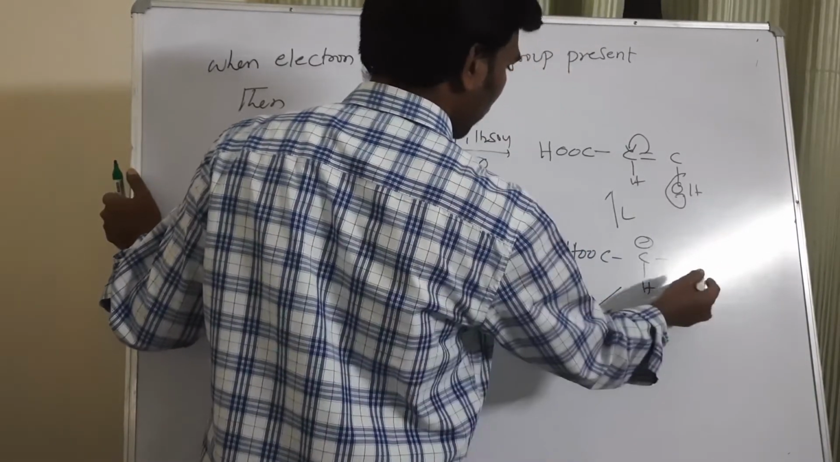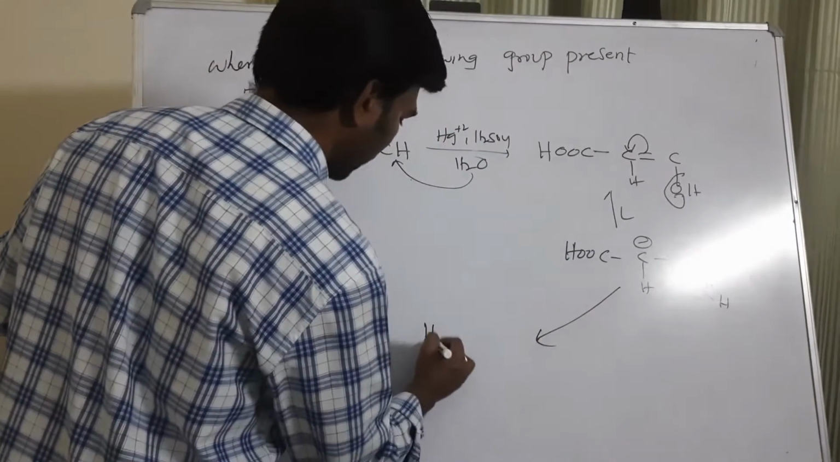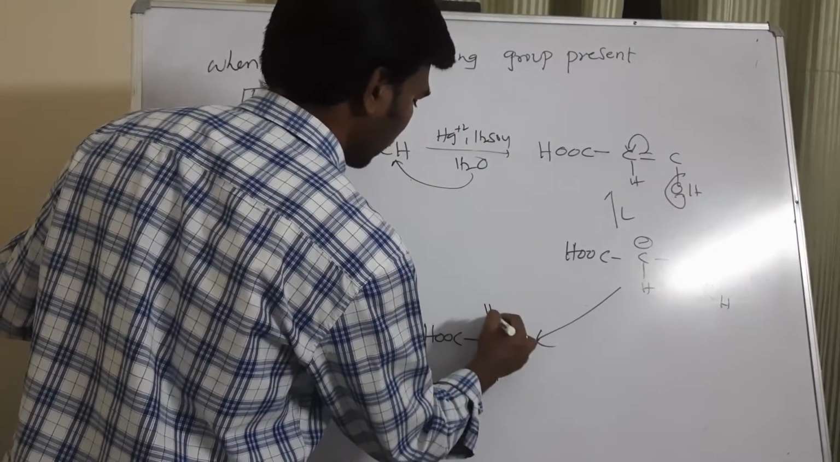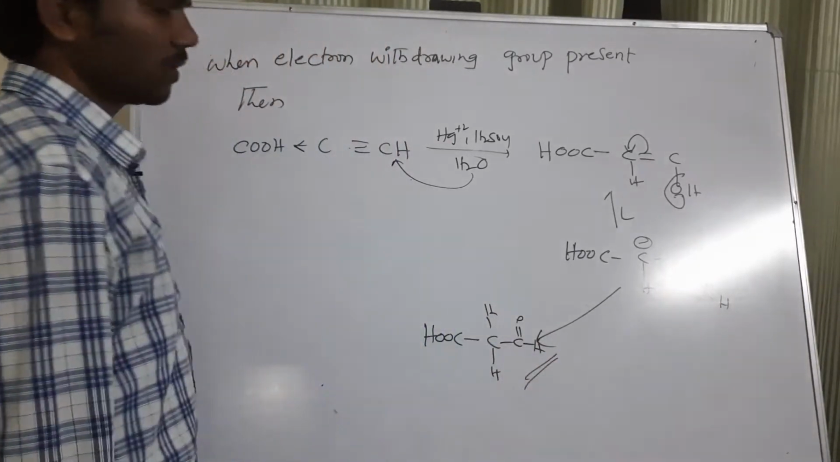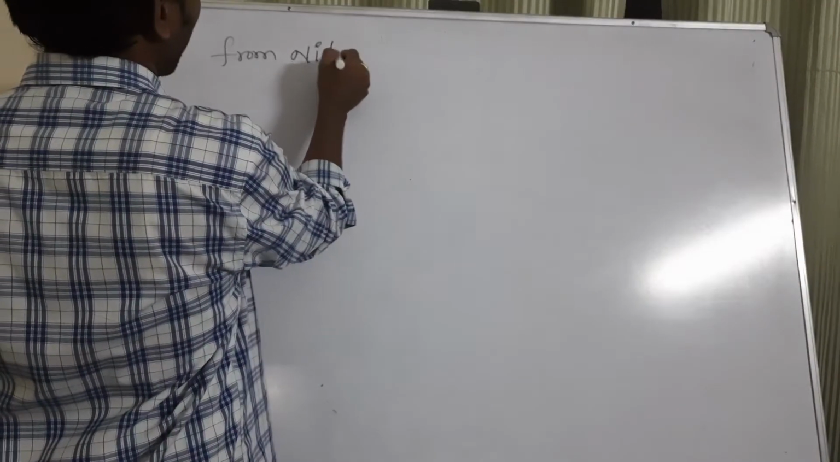So just this hydrogen will shift here, this hydrogen will shift here. So then you will get COOH and CH here and C double bond OH you will get. So this is a product. Method from nitroalkane.